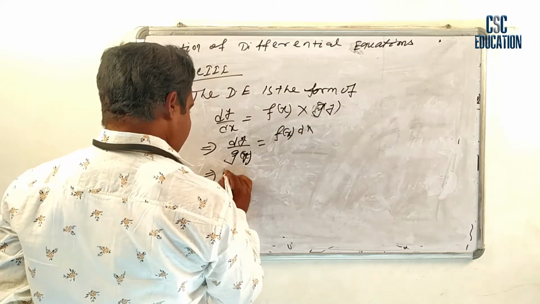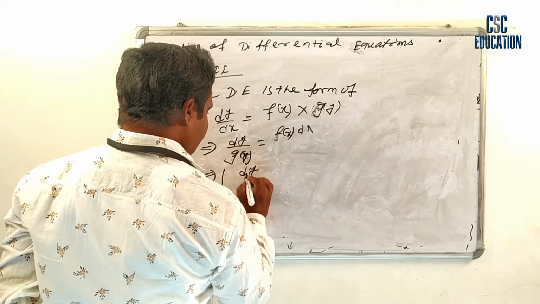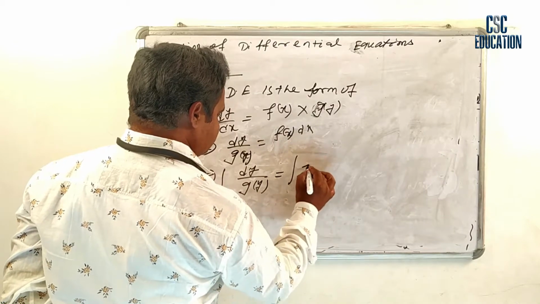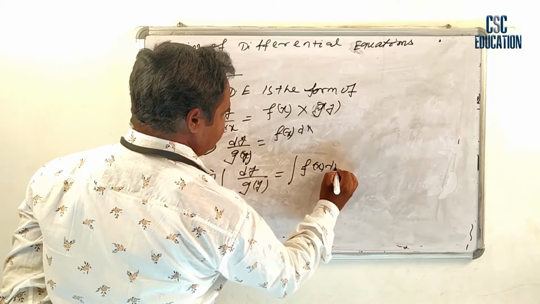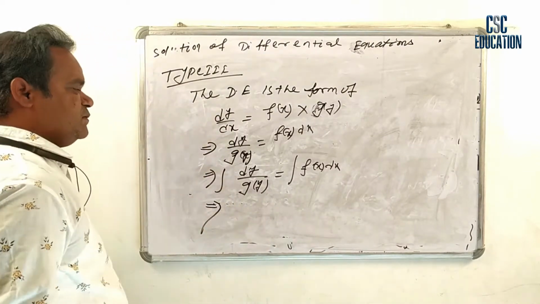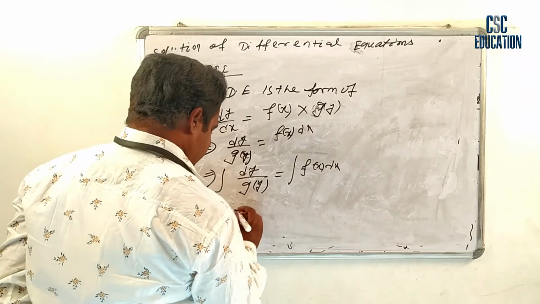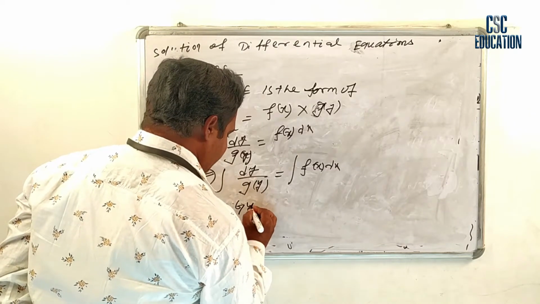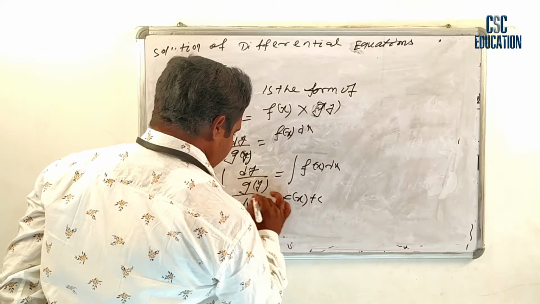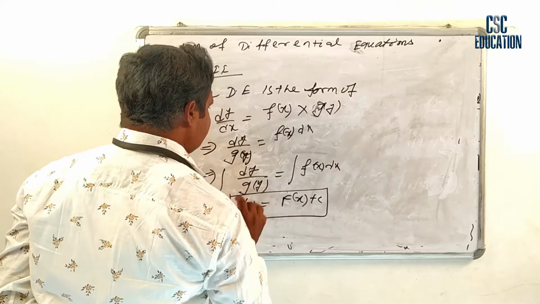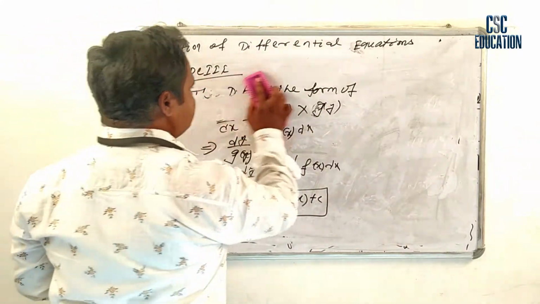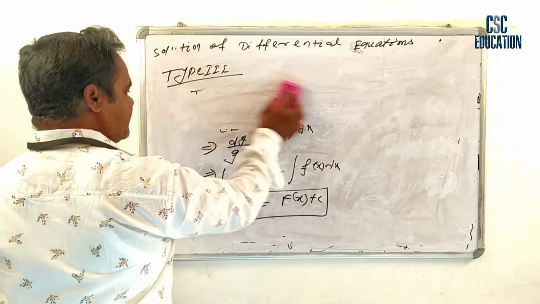Now integrating both sides, the integral of dy by g of y equals the integral of f of x dx. Suppose this gives capital G of y equals F of x plus c. That is the answer of this type of differential equation. I am now giving examples of type 3.